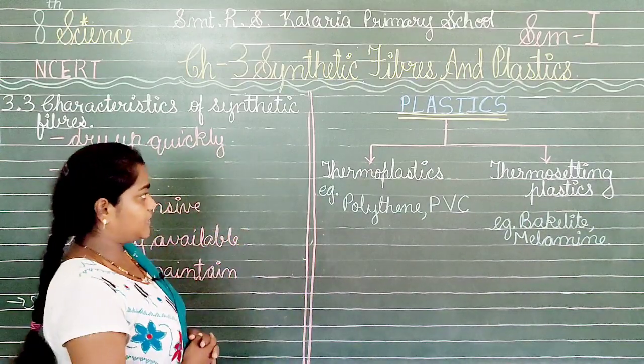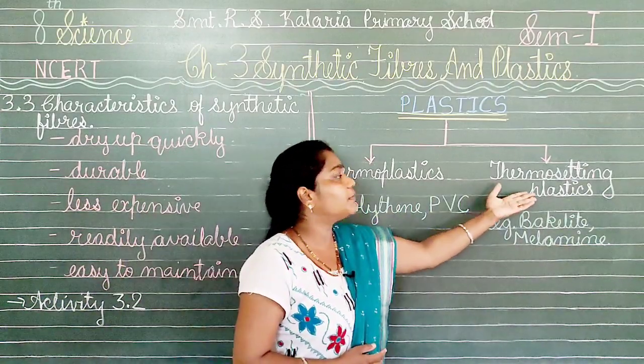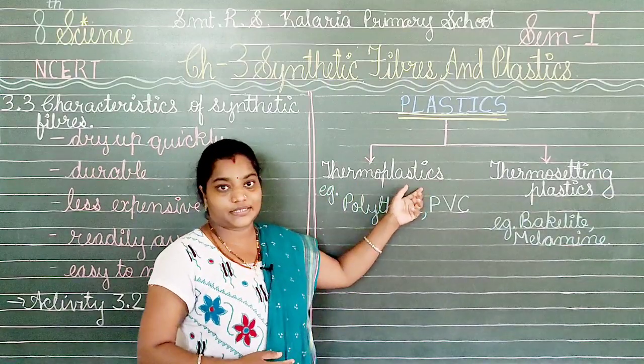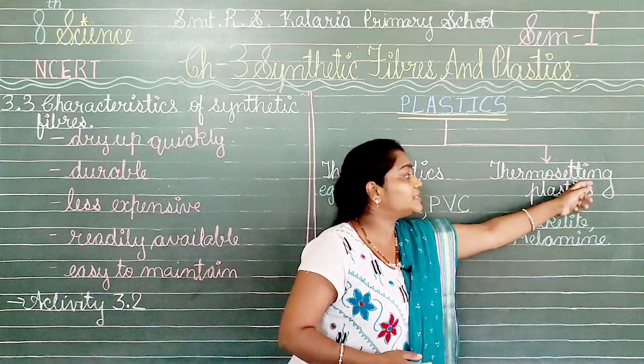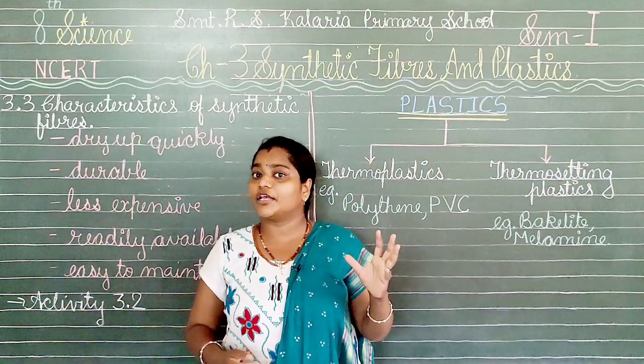Now here comes the plastics. Now here on the blackboard you can find there are two parts of the plastics we have made. The one is known as thermoplastics and the other one is thermosetting plastic. Now the word thermo, do you know what the meaning of thermo is?